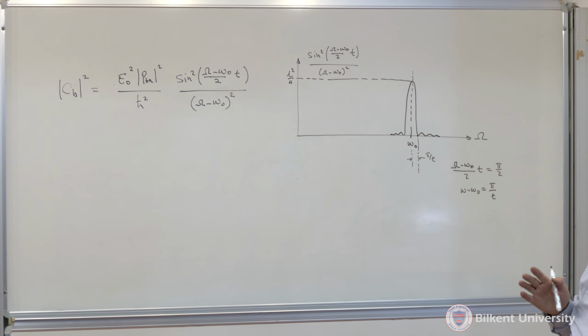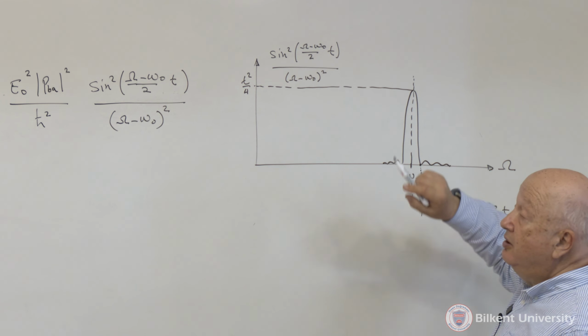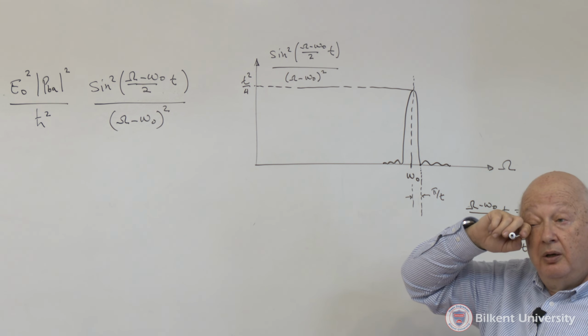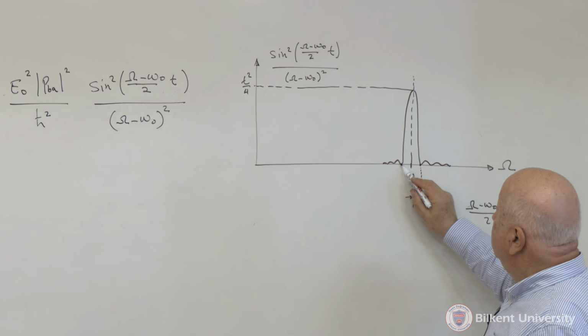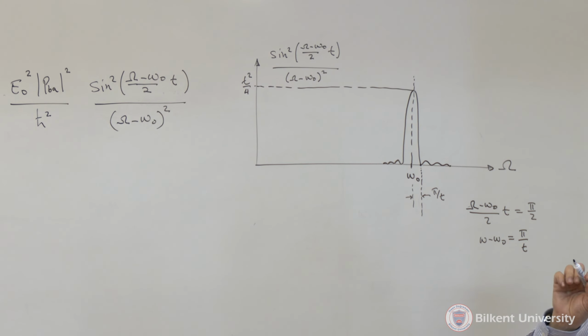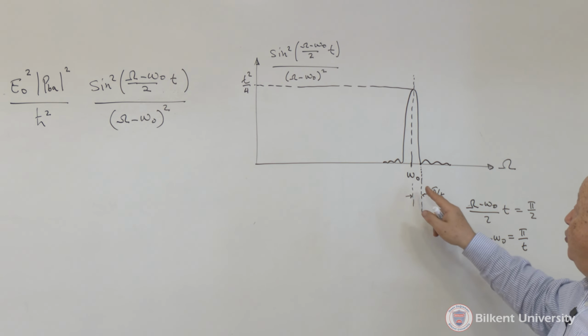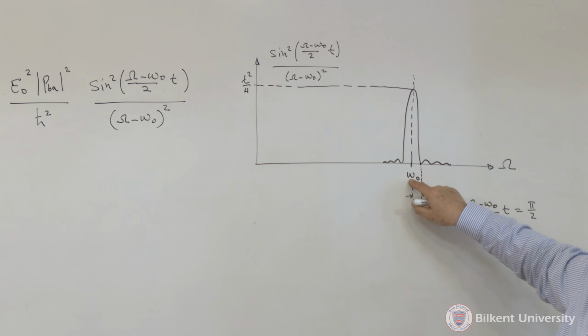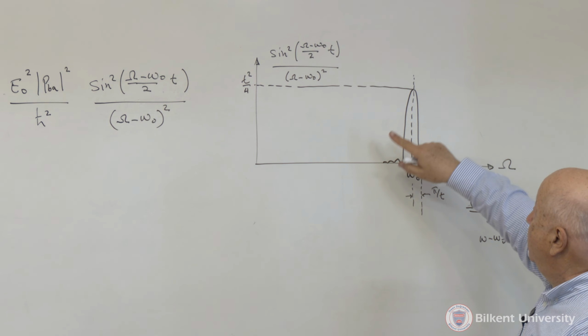Okay, so you see what is happening here. As time increases, the probability of transition increases. But also the selectivity of the system to the frequency increases. You cannot be too far off from omega 0. Otherwise, you are going to get 0 transition probability. So what type of function is this?